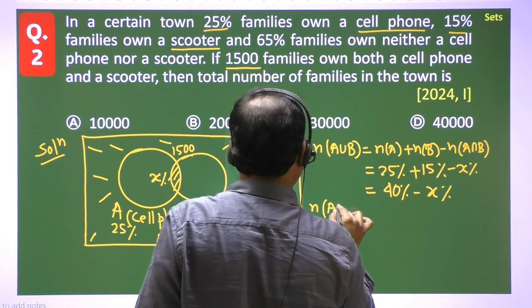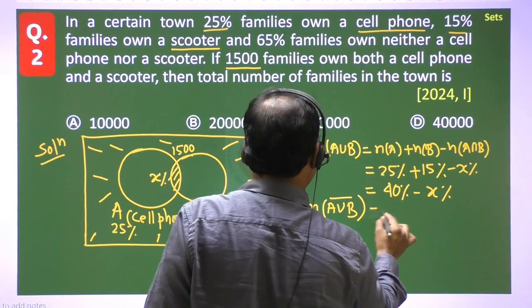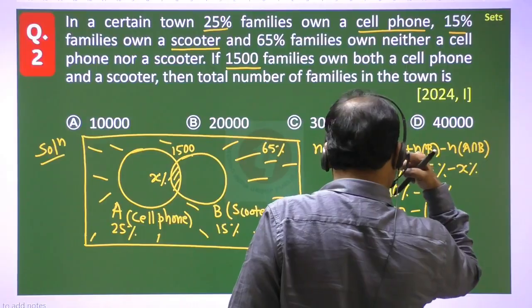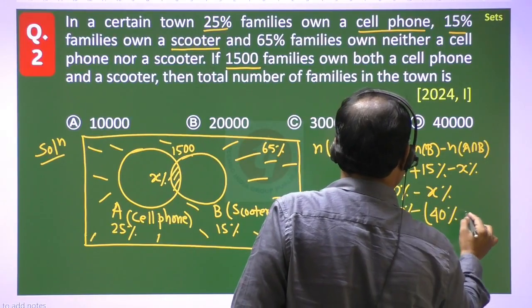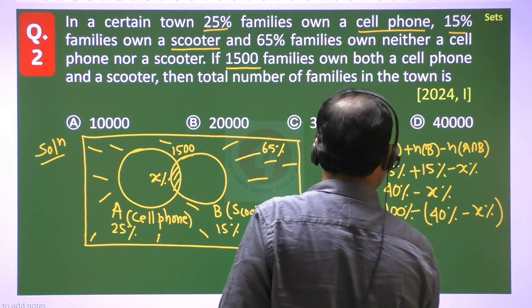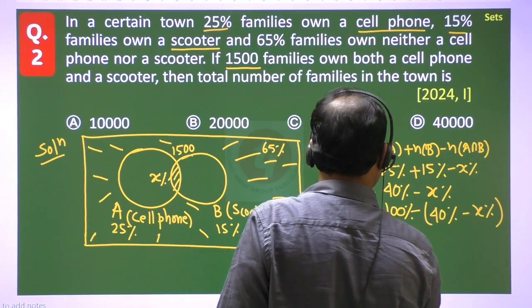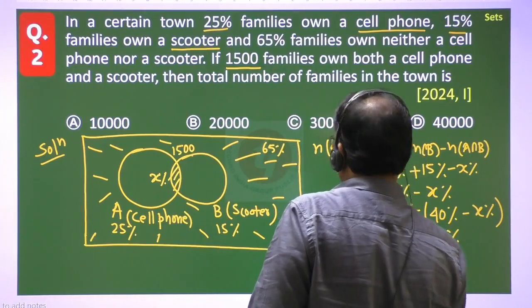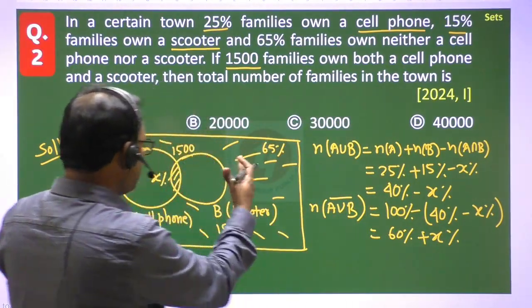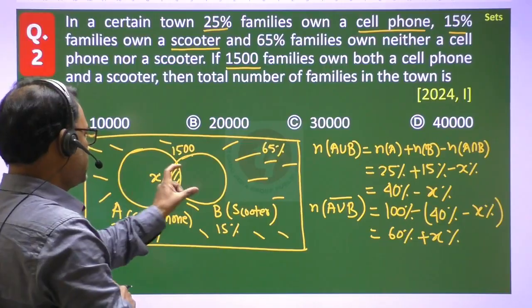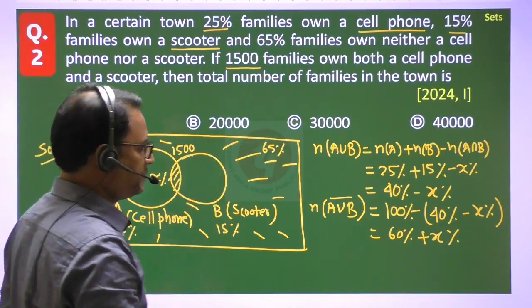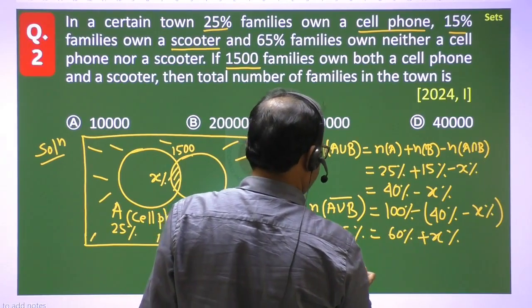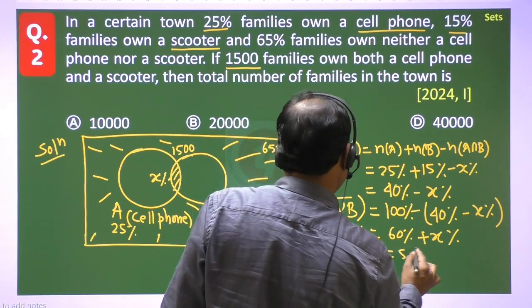So n of A union B complement, if you are going to find out, which is 100 minus this value 40, 100% minus 40% minus X percent. Now this will be 100 minus 40, this is the 60%, and here we have X percent. So this percentage which is outside of this union is given as 65%. So this value is nothing but 65%. If you compare, you will get X percentage is nothing but 5%.